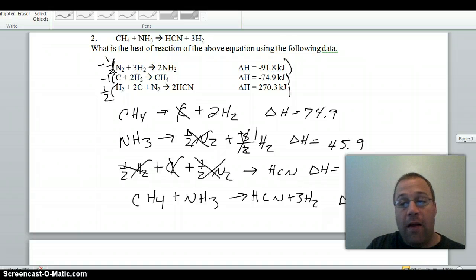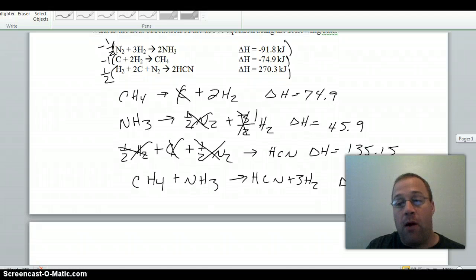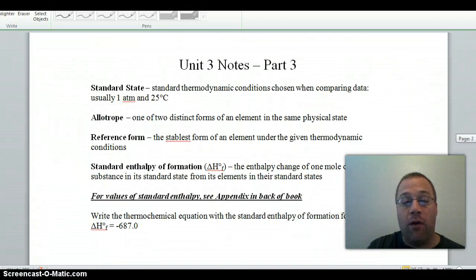So that's Hess's law. That's what we're going to be doing in the lab on Thursday. You're going to be doing 3 different reactions and trying to see if the parts add up to the total reaction like they should.